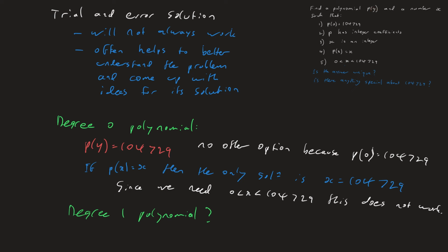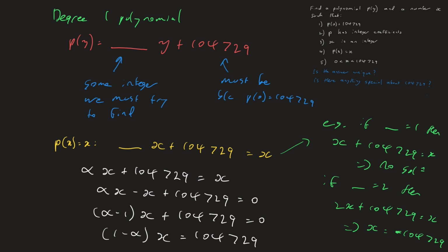In terms of trial and error, we now move on to the next simplest type of polynomial, a degree 1 polynomial. Can we find a degree 1 polynomial that also satisfies these 5 requirements? We can indeed solve this with a degree 1 polynomial, but that then leaves the question of whether there are other answers as well.